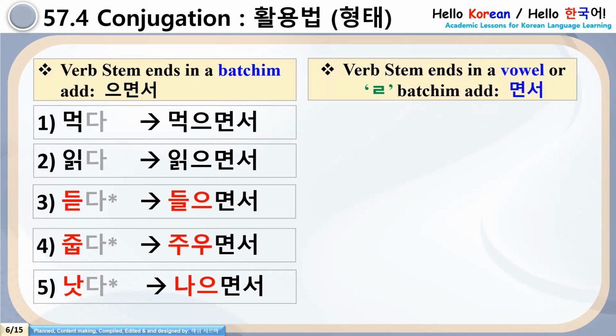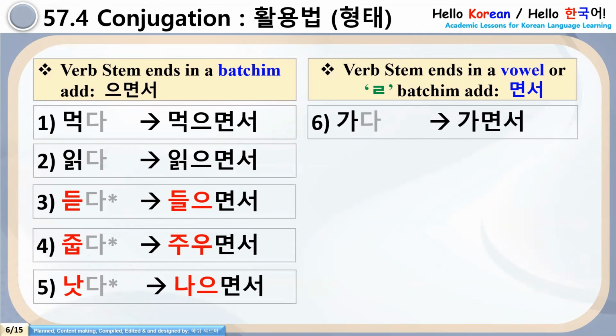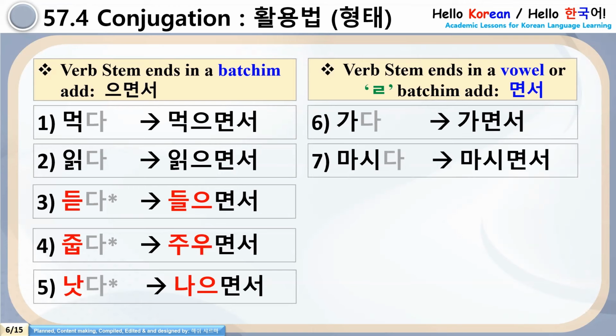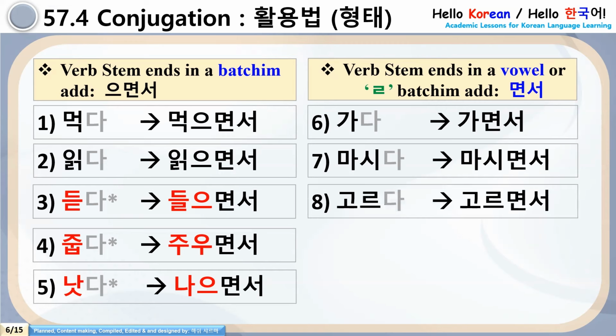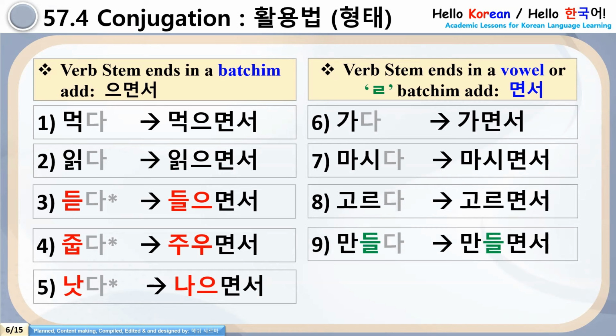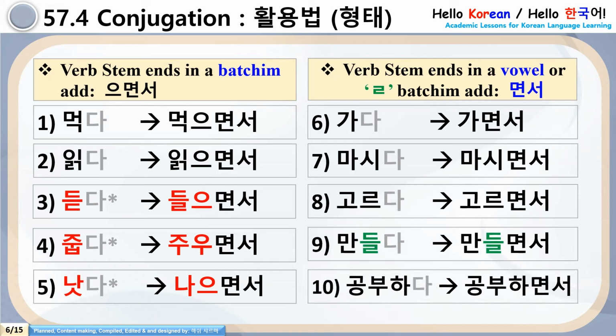Come to the next category, verb stems that end in a vowel or ㄹ pachim. What do we have to add? Yes, 잘했어요 여러분, 면서. So number 6 will be 크다, 크면서. Number 7, 마시다, 마시면서. Number 8, 고르다, 고르면서. Number 9, 만들다, 만들면서. Number 10, 공부하다, 공부하면서.